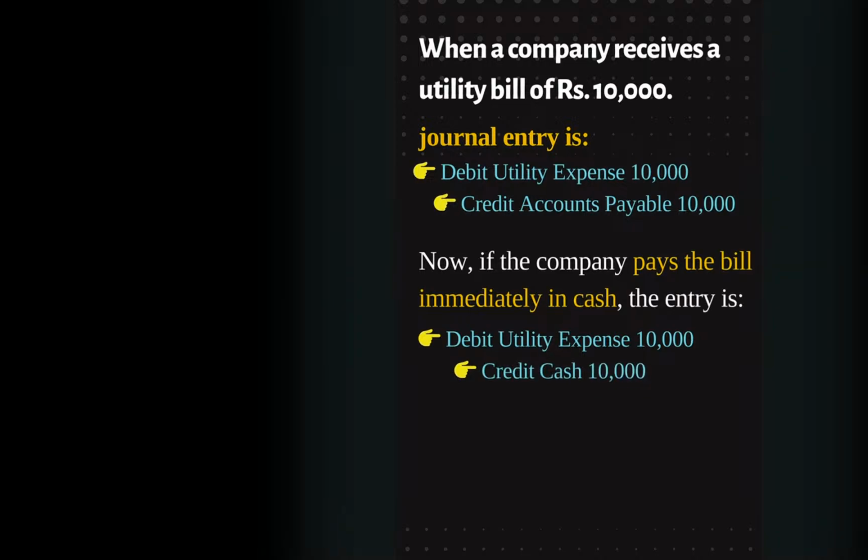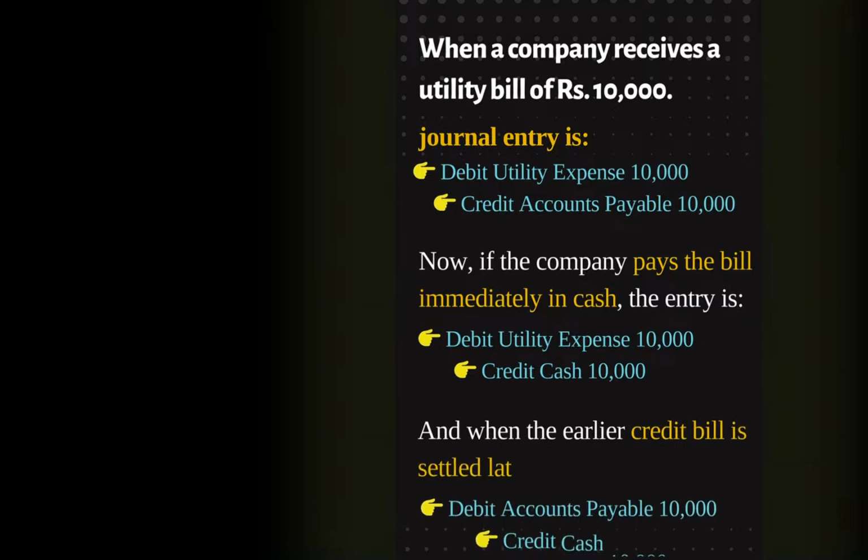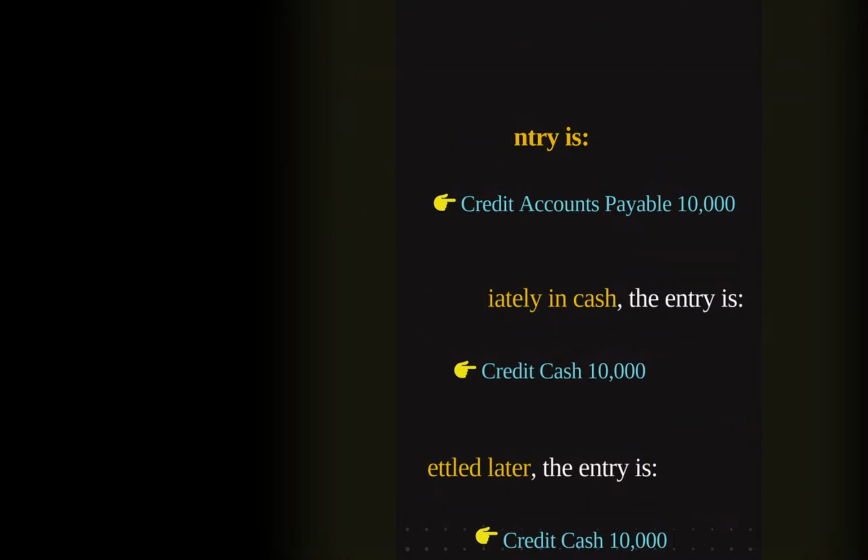And when the earlier credit bill is settled later, the entry is debit accounts payable 10,000, credit cash 10,000. That's how you record utility bills with both cash and credit payments.